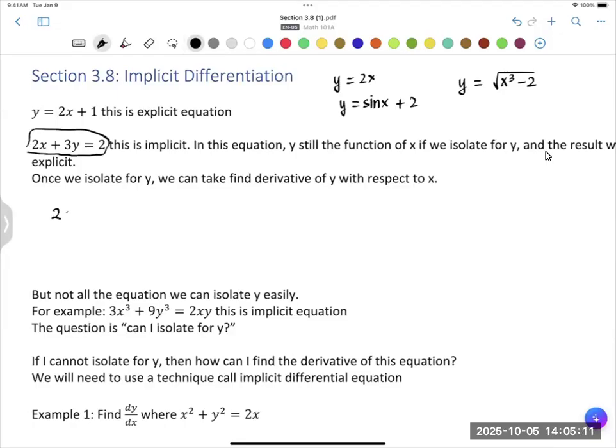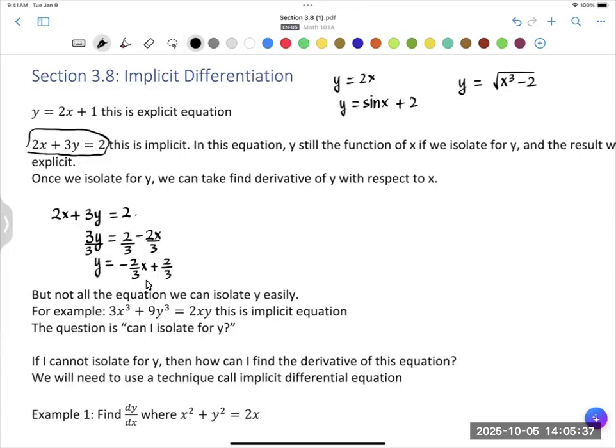So I have 2x plus 3y equals 2. Then 3y is 2 minus 2x, and y is going to be everything divided by 3. I will have negative 2 over 3 x plus 2 over 3. So when I have an implicit equation and I isolate for y, I have an explicit equation.